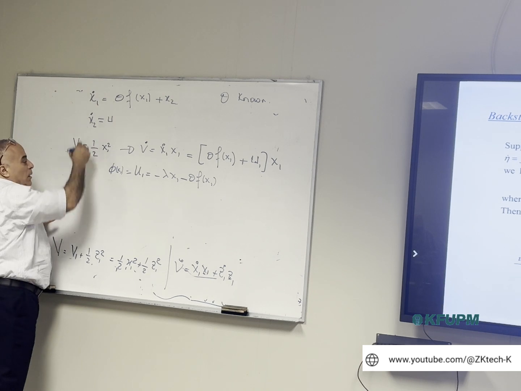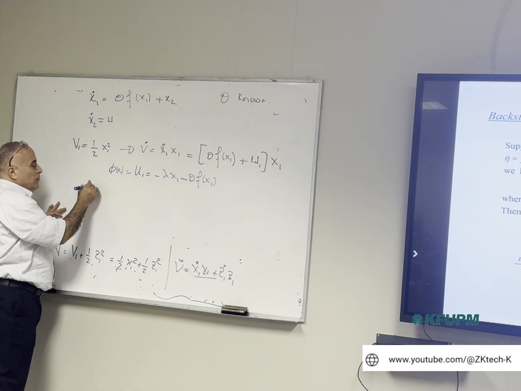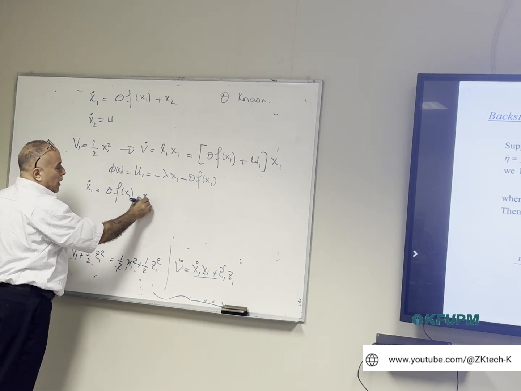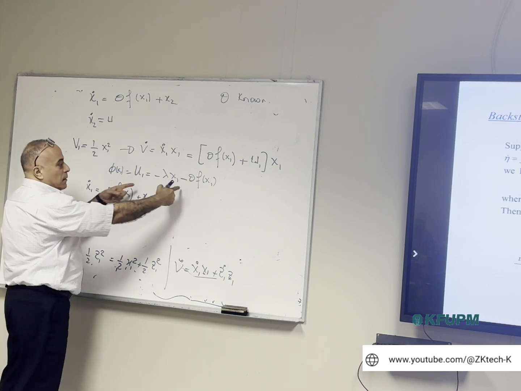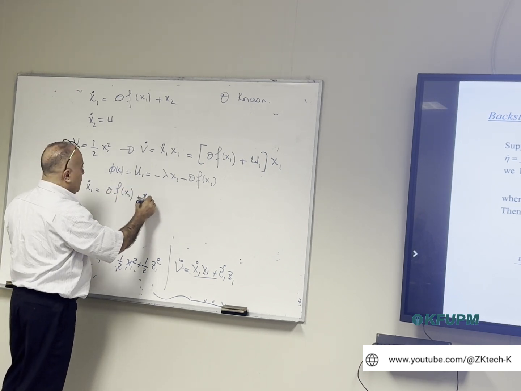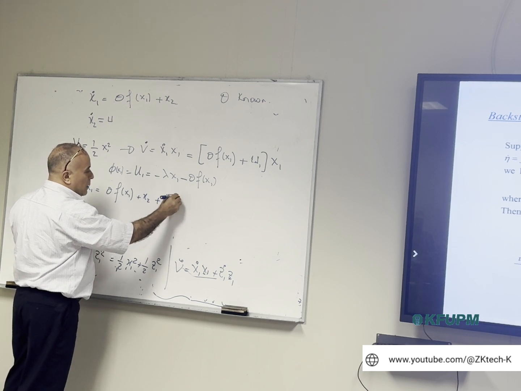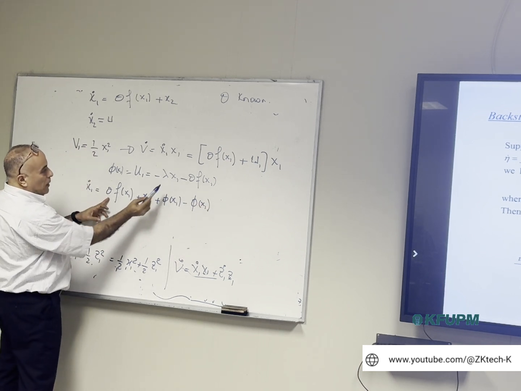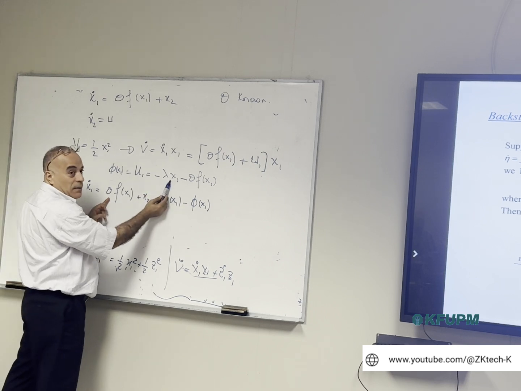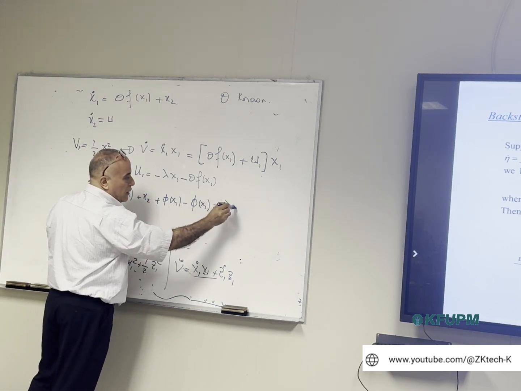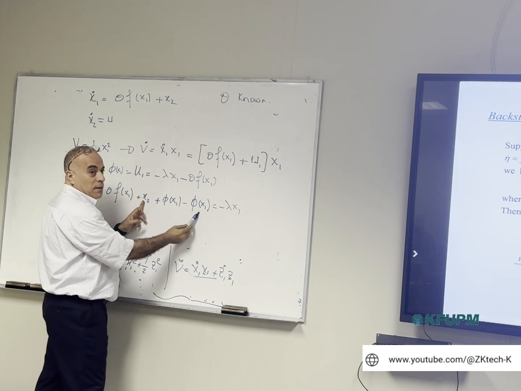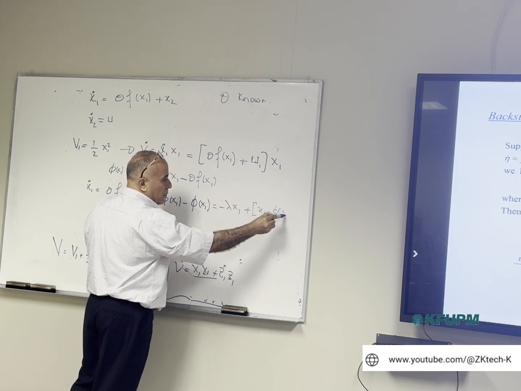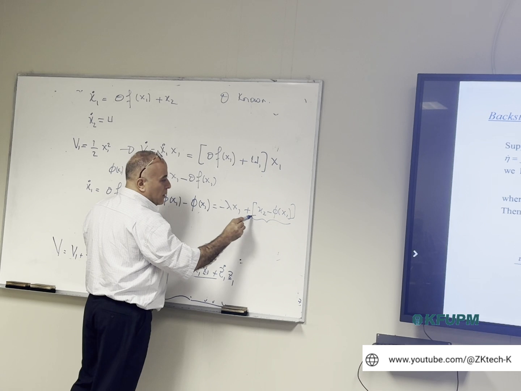Alright, then we go back to our equation. We are going to have x1 prime equal to theta f of x1 plus x2, and then we add and subtract the same function that we found here. So I will put plus phi of x1 minus phi of x1. When I put plus phi of x1, this term will cancel this term, only minus lambda x1 will stay. And then I will have x2 minus phi of x1, and this I'm going to call z.